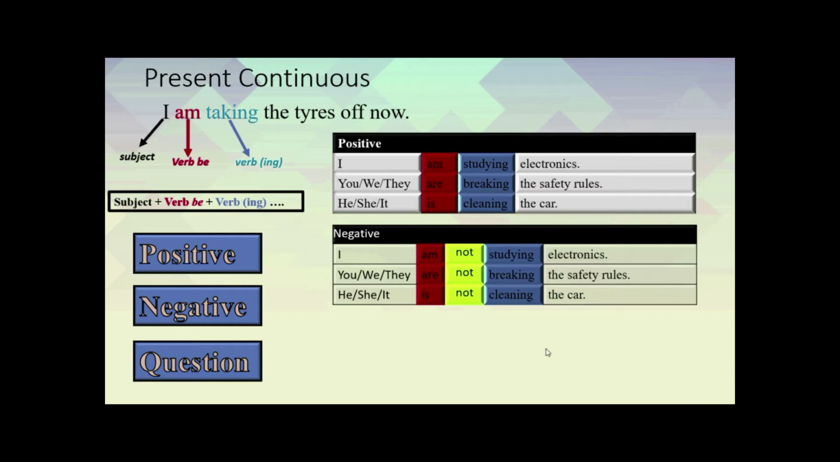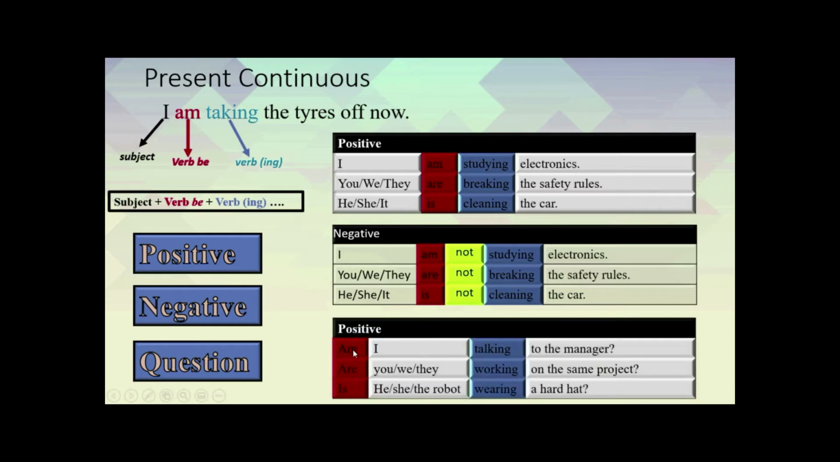For the question, we have: Am I talking to the manager? Are you? Are we? Are they working on the same project? Is he? Is she? Is the robot wearing a hard hat? You can see that the word order is reversed. The question starts with the verb to be followed by the subject. Very good. Now let's move on to the present perfect.